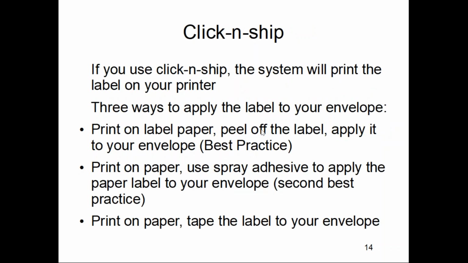If you're going to use Click and Ship, you're going to print the label on your printer, and then there are 3 ways to apply that to your envelope. The way that we use in our office, we have label paper that you can buy that is 8.5 inches by 11 and has 2 gigantic labels on it. Each one is half of the page. You print the label, peel off the top half, that's your label, and stick it onto your envelope, and we like that. That's very convenient.